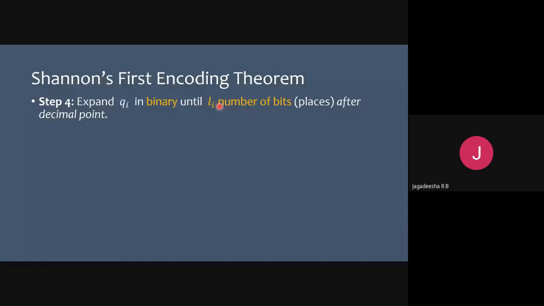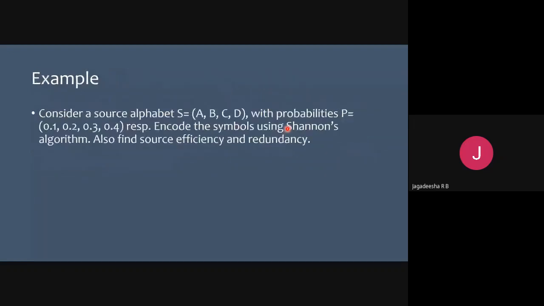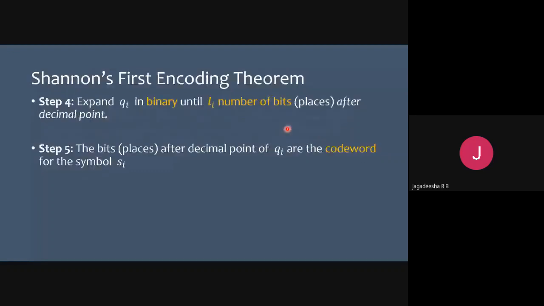And in the fifth step, the bits places after the decimal point of Qi are the code word. So when you are done with the fourth step, you already got the code word. So you have to just pick it from your answer. Where is the code word? Code words are nothing but whatever bits you have after the decimal point when you convert it into binary. Okay. So these are the different steps of Shannon's encoding algorithm.